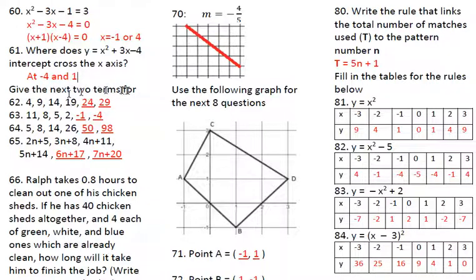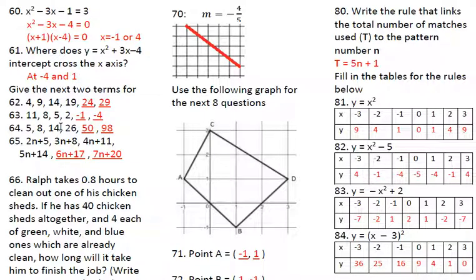Give the next two terms for these ones here. So we've got number 62. 4 plus, how much are we adding each time? 4 plus 5, to give us 9. 9 plus 5 to give us 14. We're adding 5 each time, so you just add the extra two numbers on there, adding 5.